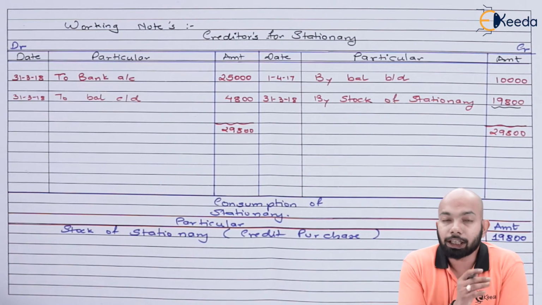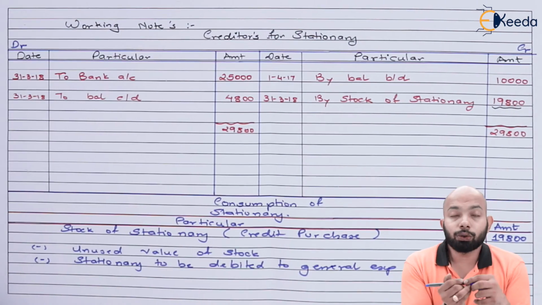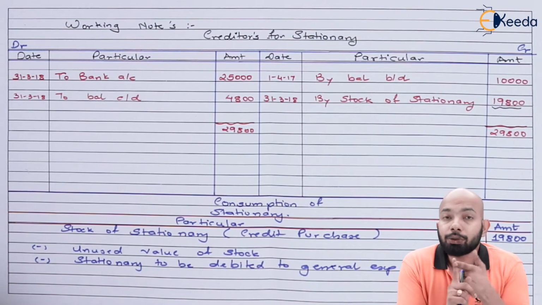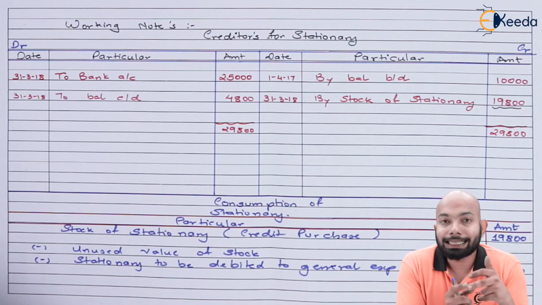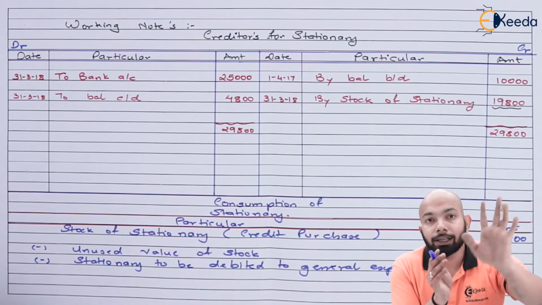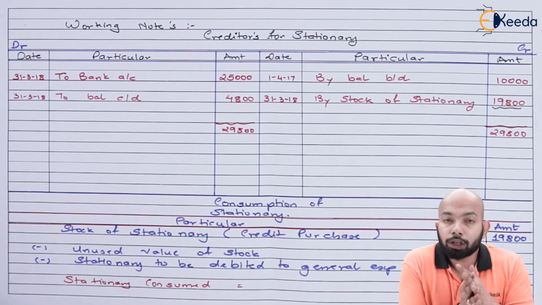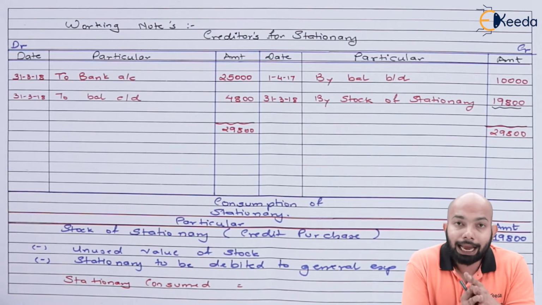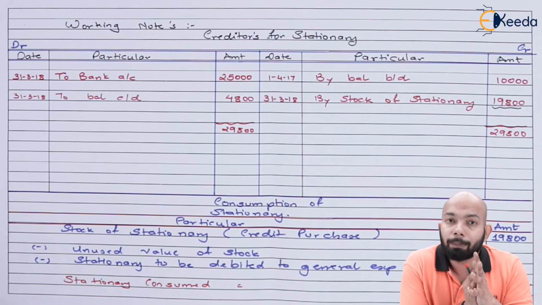So stock of stationery credit purchase has been mentioned as 19,800 basically. Out of that, we'll subtract the unused value of stock. Amount that is supposed to be debited to general expenses has also been subtracted. That gives us a total of 10,400. The balance will be the stock that has been consumed for which we have made the payment, and that will be transferred, or debited, to the income and expenditure account. So 9,400 worth of stationery has been consumed, and that is the exact figure supposed to be transferred to the income and expenditure account.